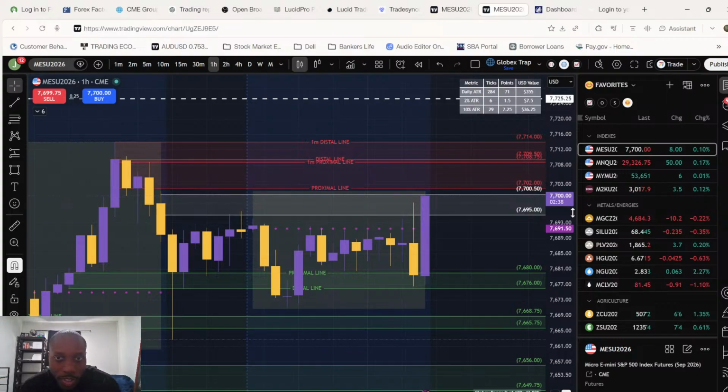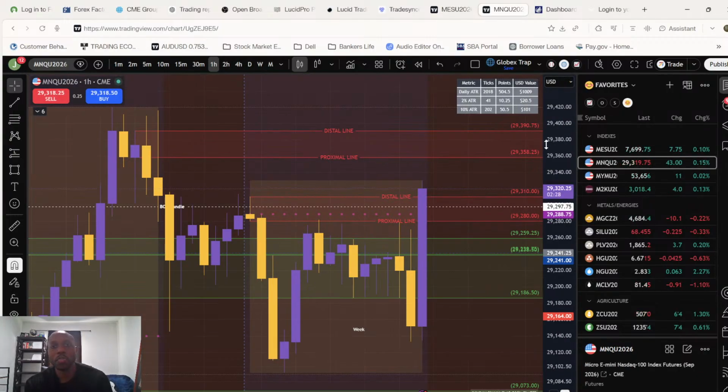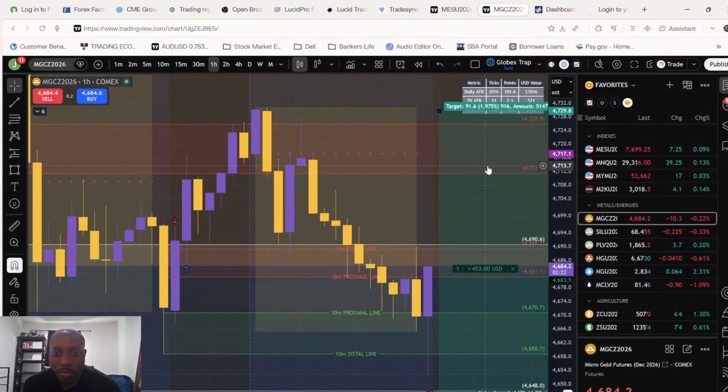Yeah, looks like we finally broke this long bit of consolidation that we've been in for a while. So we could be getting ready to make a move. I need something to happen because there wasn't anything happening. Gold too.